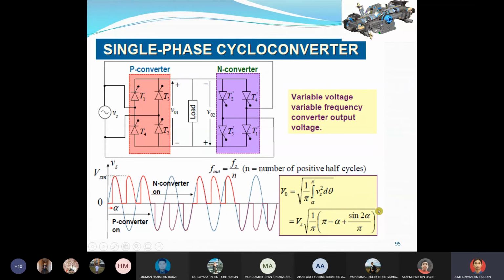Okay? Can or not? Have you learned this before? Cycloconverter.